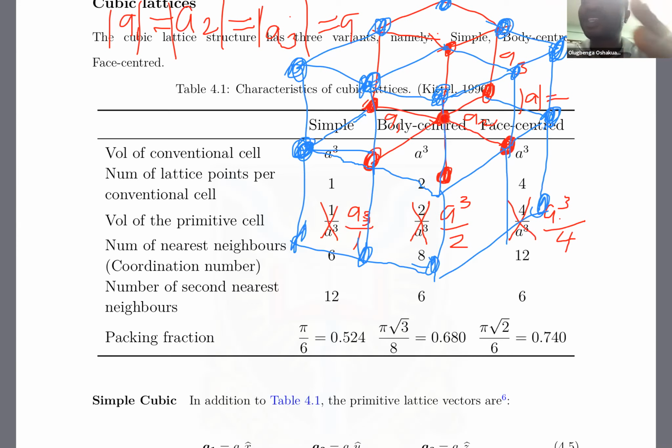So being the closest nearest neighbors, their number is called the coordination number. So for a simple cubic, I've just demonstrated that it is 6. For a face-centered cubic, that is very straightforward. You can just view it straight away from this point.